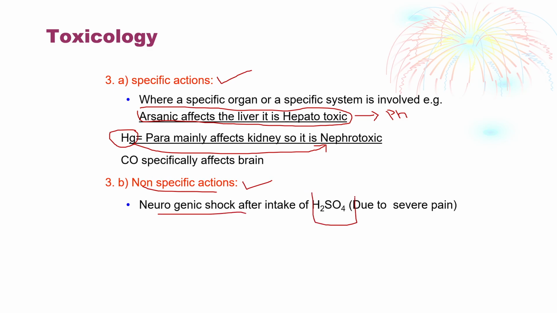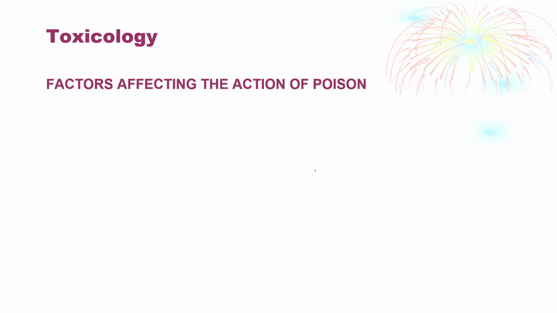Most of the time, when H2SO4 has been used on the body, it will cause a fear effect inside the body, due to which neurogenic shock is activated. So this is a very non-specific action. Nobody was expecting it. So according to their action, poisons might act specifically on the viscera or organ, or non-specifically, that is, due to the factor of fear.